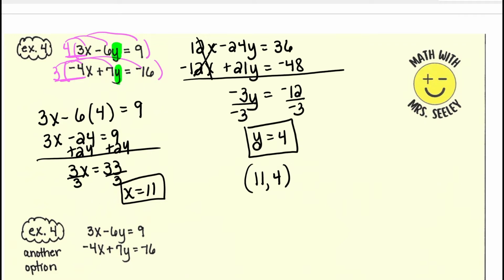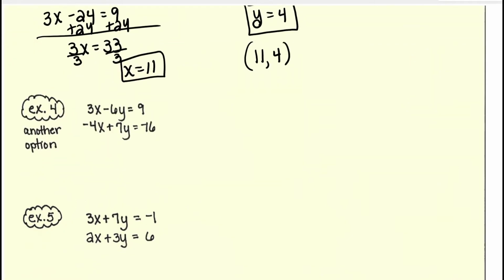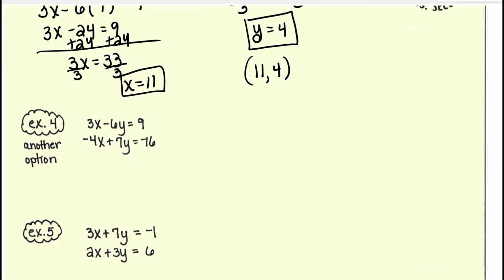Now, I wrote example 4 again because I wanted to show you another option. In this particular example, the one I did first, we eliminated the x's. So we did the flip-flop on the 4 and the 3. But what if I'd wanted to eliminate my y's instead? If I had wanted to eliminate the y's, I would have first of all seen again that I have the negative and I have the positive. So my signs are good for eliminating or canceling, but my numbers aren't yet. So we could do the flip-flop again.